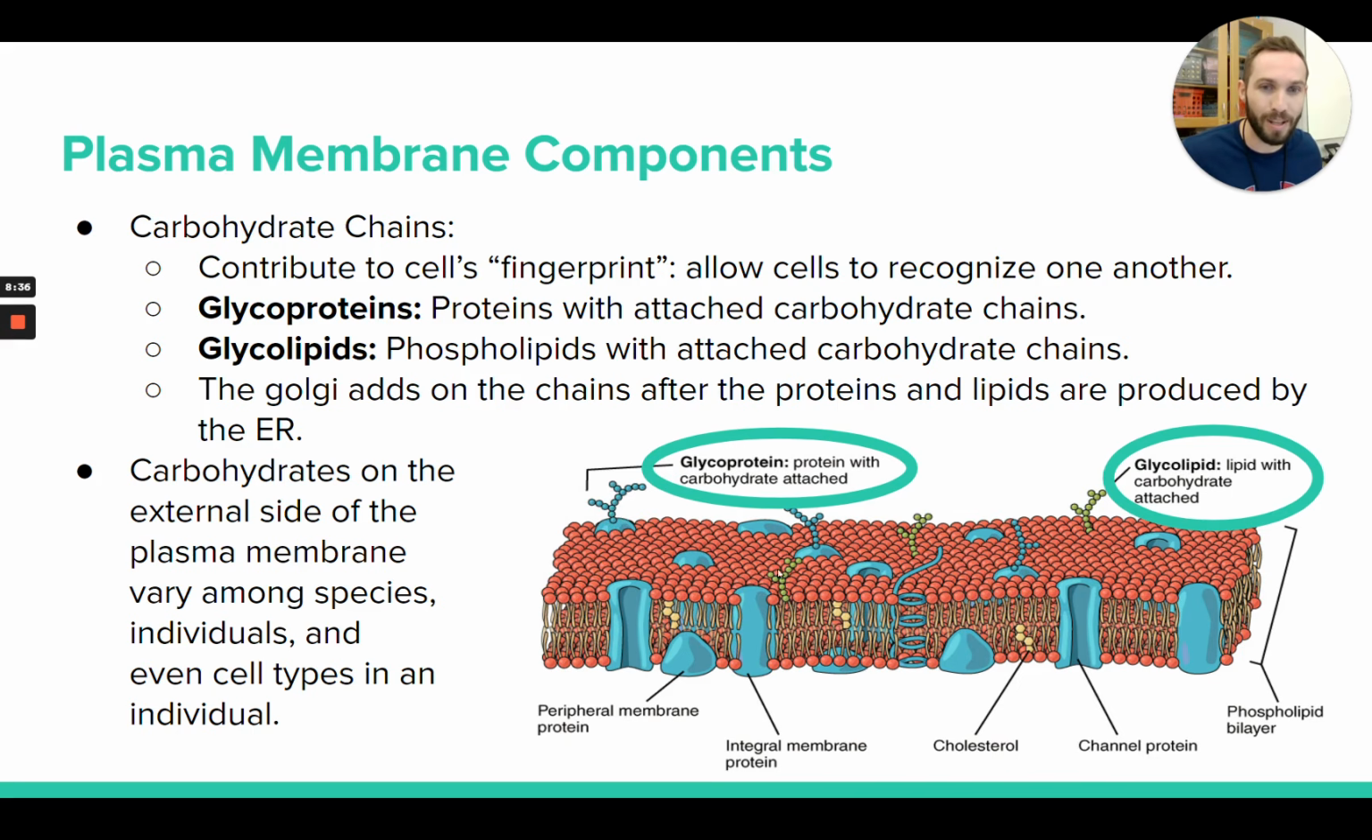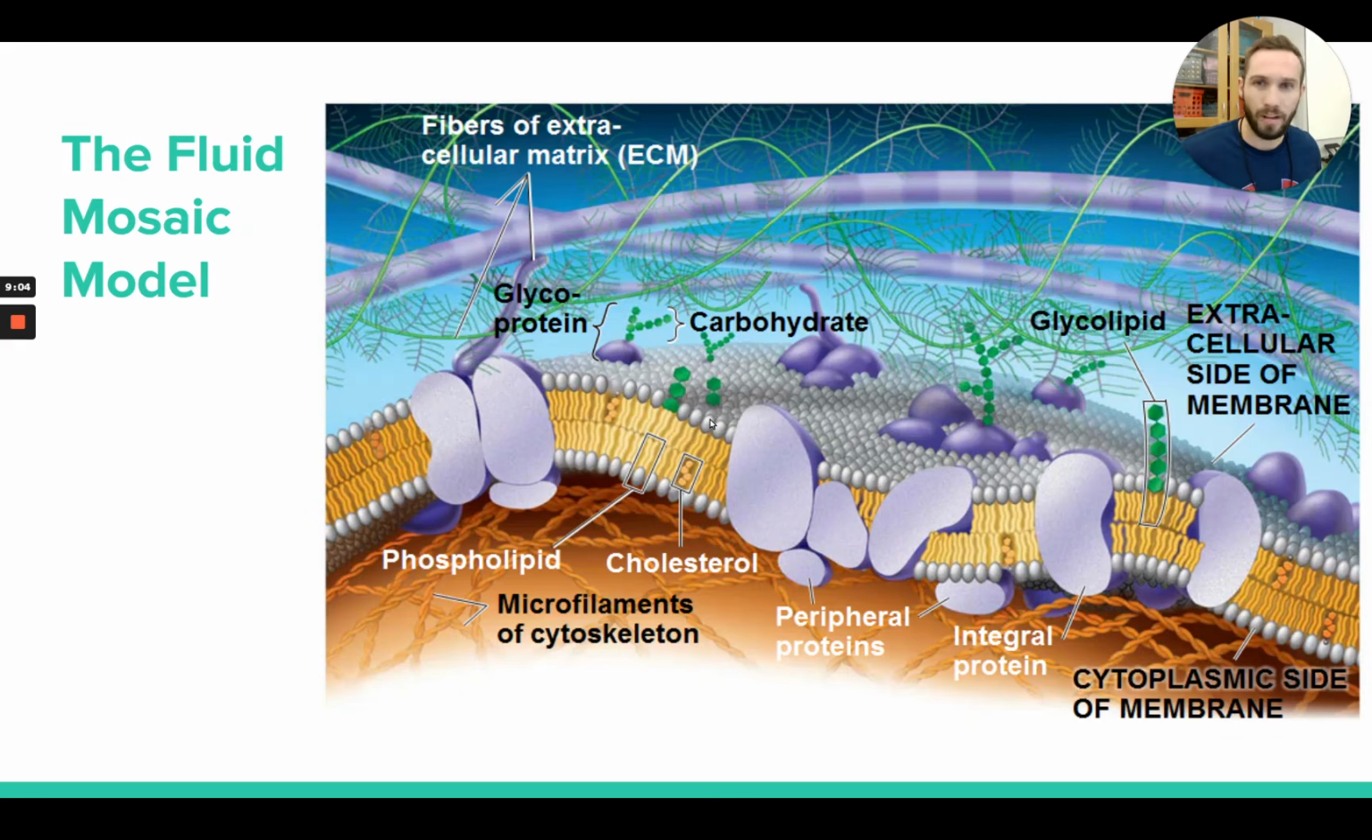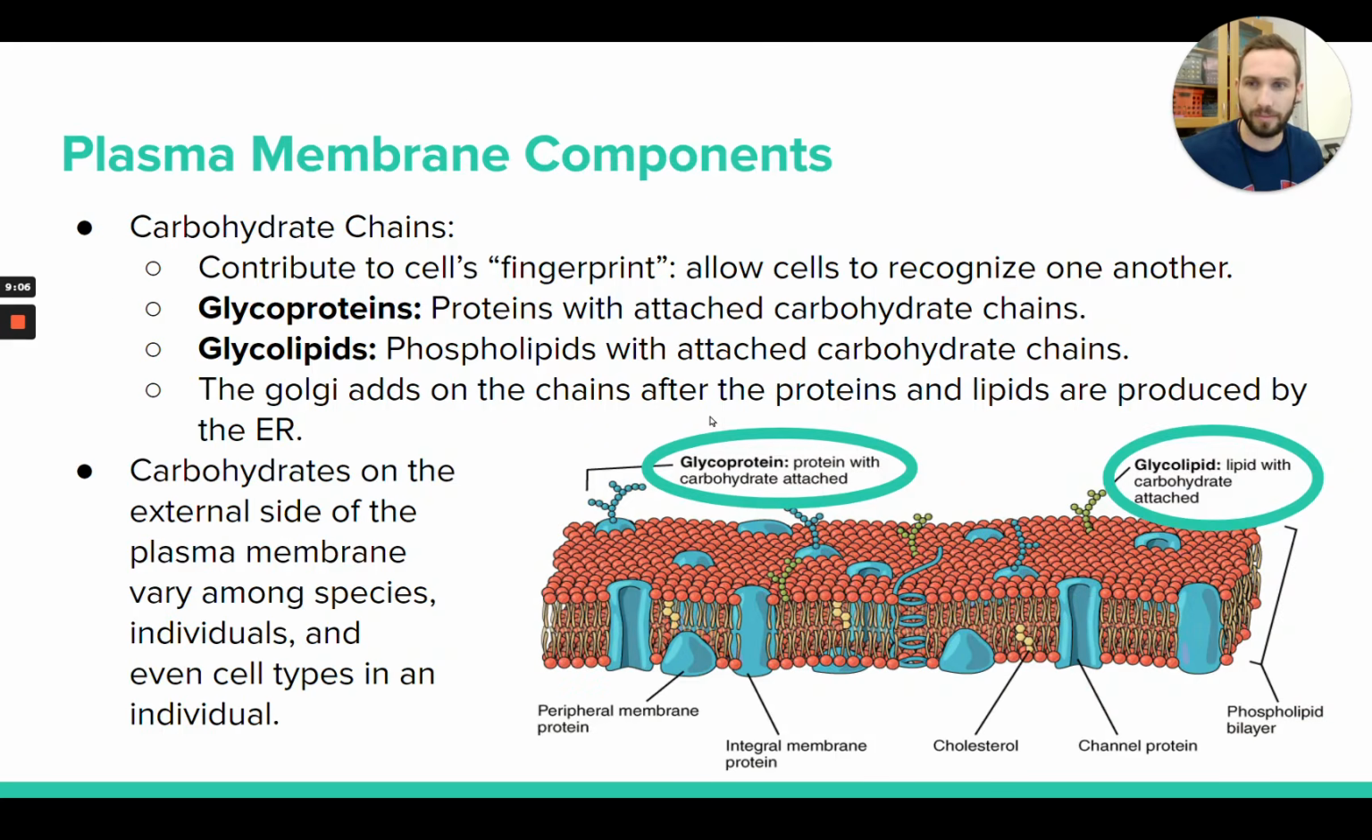So I would know, just by looking at this picture, that this is the exterior side of the cell. This is outside the cell, and this would be inside the cell, because the sugars are always going to be outside the cell. And these sugar chains are going to be different depending on different species, for sure. But even within the cells of an individual, different types of cells in my body have different sugars or different chains attached to them.